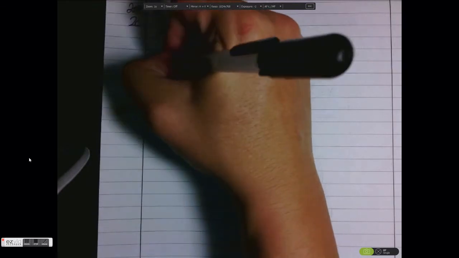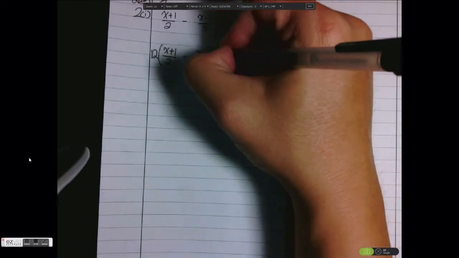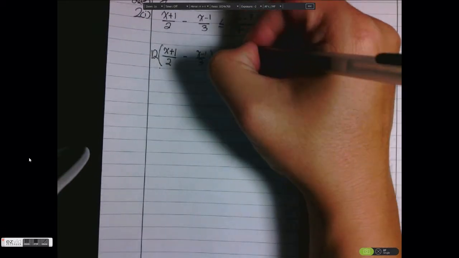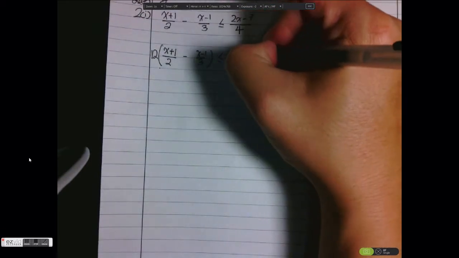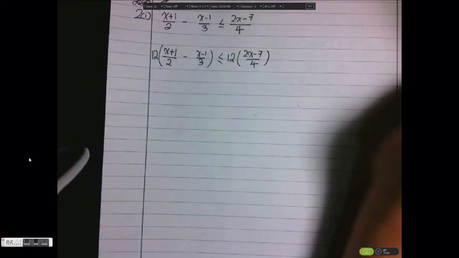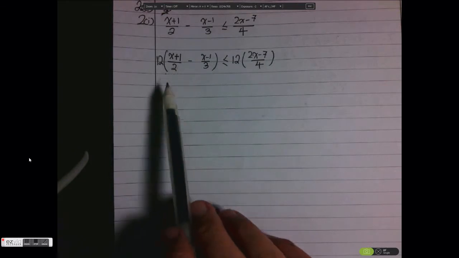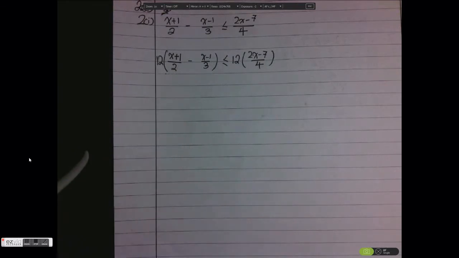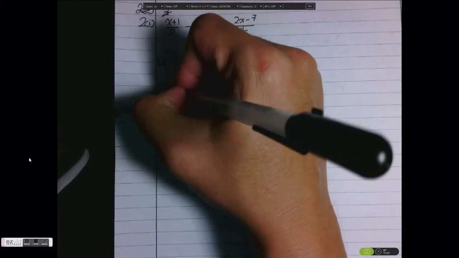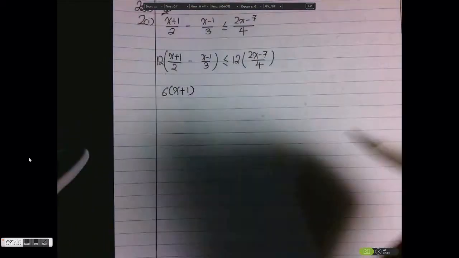Okay, so I multiply the left hand side by 12. Okay, so right there I multiply by 12, and on the right hand side also I shall multiply by 12. Okay, so now 12 you multiply this term, 12 and 2 will eliminate to give you 6, right? So I get 6x plus 1 on this side.